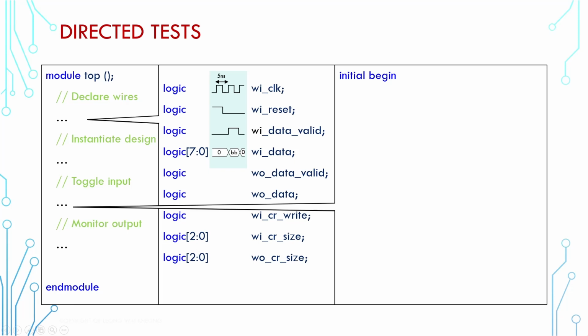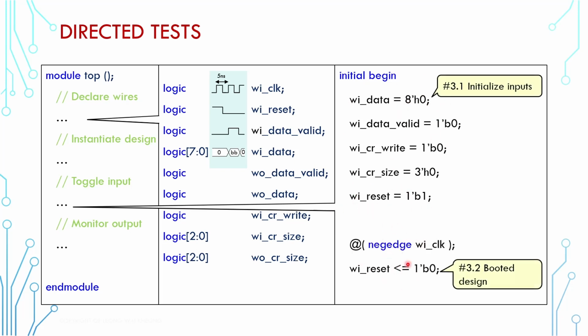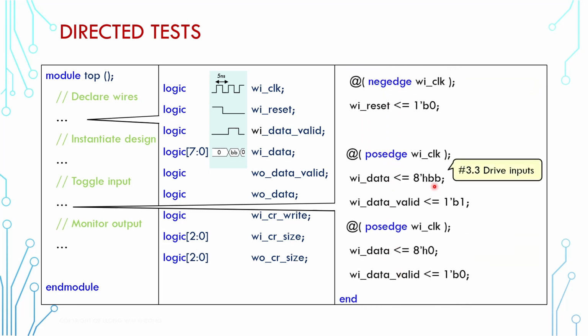Now here's another way to write the test from start to end in one initial block. First, we initialize all inputs, including driving reset. Then we deassert the reset, and then we drive the data and valid for one cycle. This kind of style is pretty straightforward. It helps you to visualize all of the steps in driving stimulus, but to be frank, only simple tests can be written in this manner.